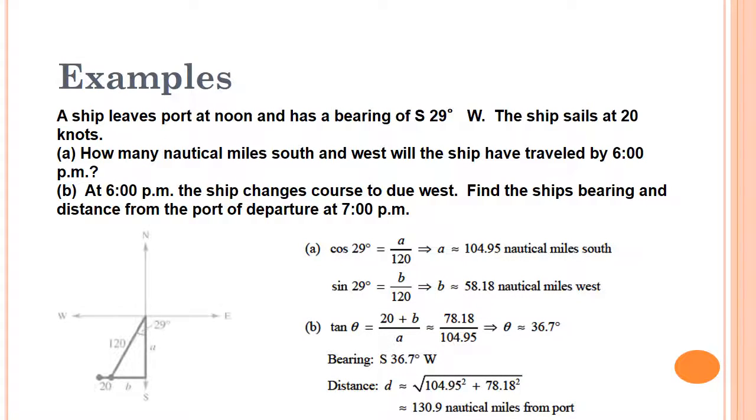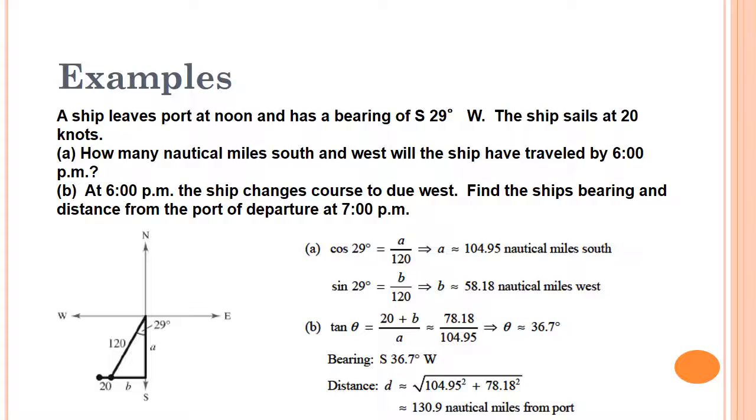Okay, so here's a little diagram of the situation. For part A, he's going 29 degrees, and it says it's going 20 knots, which is 20 nautical miles an hour. If he's leaving at noon, at 6 o'clock, he will have gone 6 hours. So 6 times 20 is 120. So he's gone 120 nautical miles. Now, as far as south and west, that's on the diagonal line. We can use the cosine and sine to find the south component and the west component of that, as you see here. So he's gone 104.95 nautical miles south and 58.18 nautical miles west.